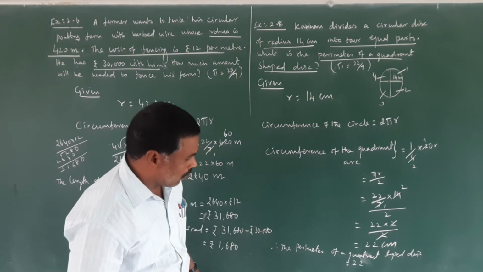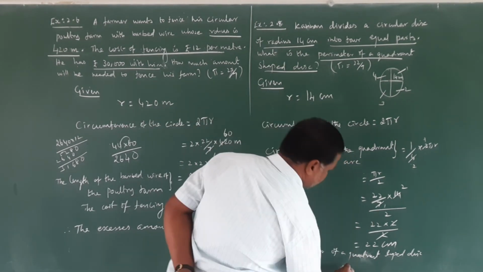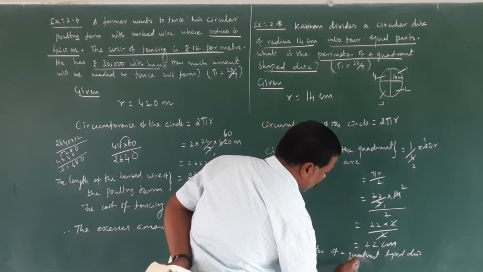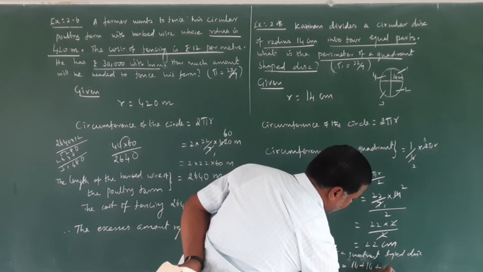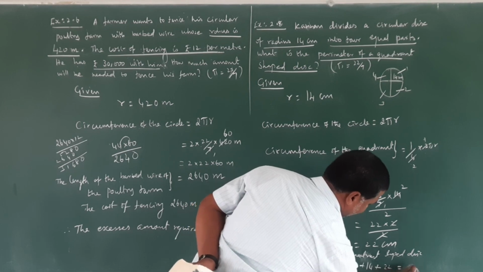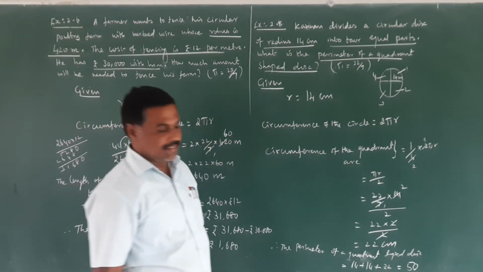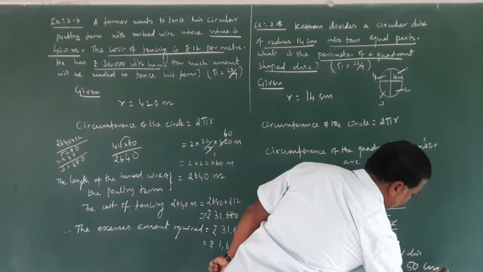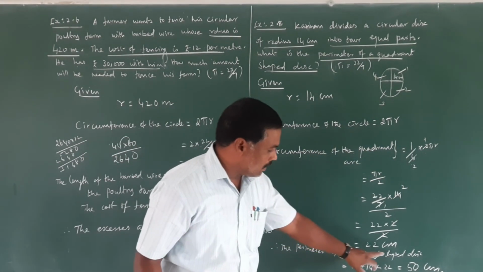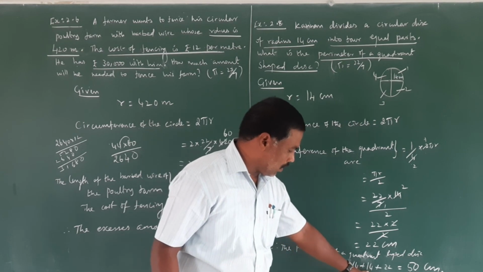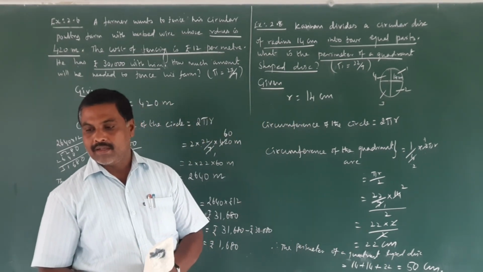The perimeter of the quadrant shaped disc is equal to radius plus radius plus arc, that is 14 plus 14 plus 22. Answer: 50 centimeter. The perimeter of the quadrant shaped disc is 50 centimeter.